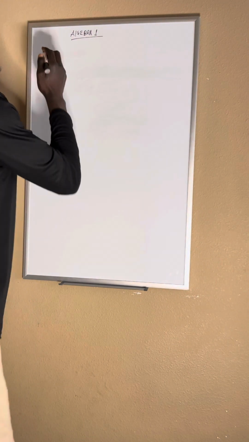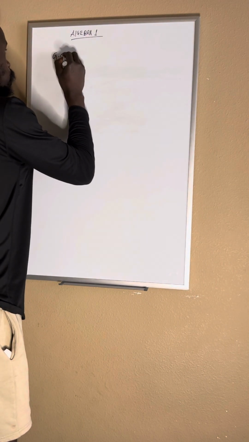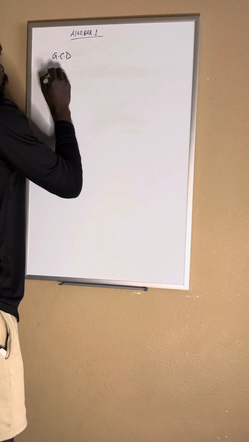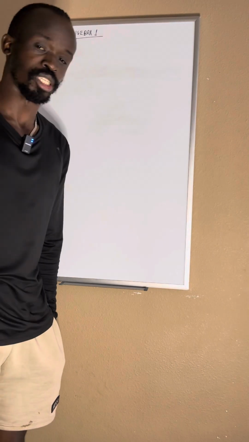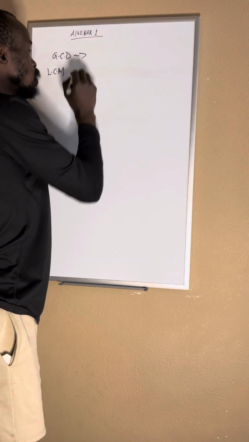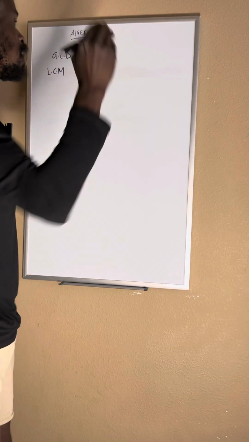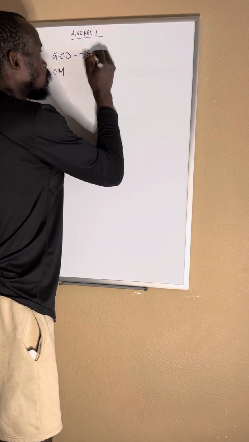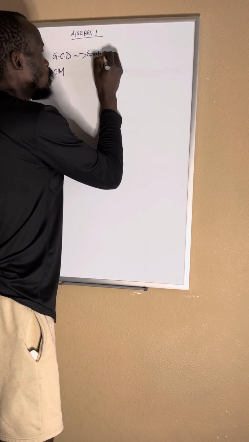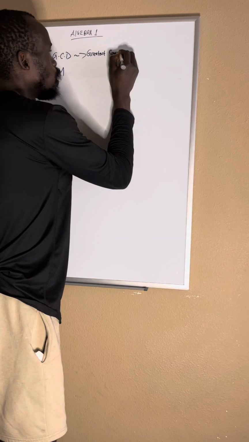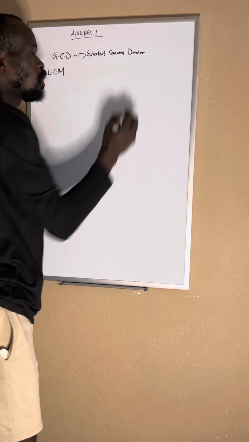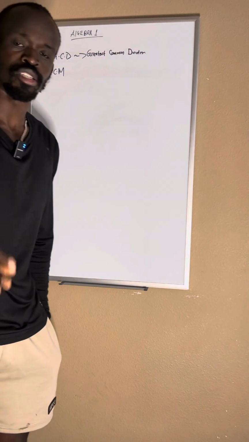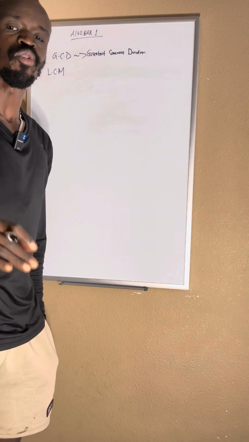And the second thing you're going to learn today is what is GCD and what is LCM, okay? And we are going first to start with GCD. You know the meaning of GCD. GCD basically means the greatest common divider. Okay? GCD means the greatest common divider of a number.